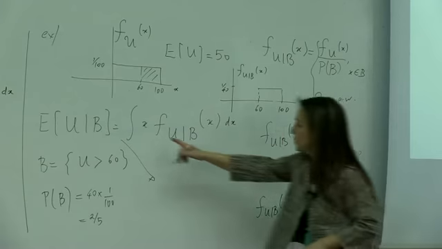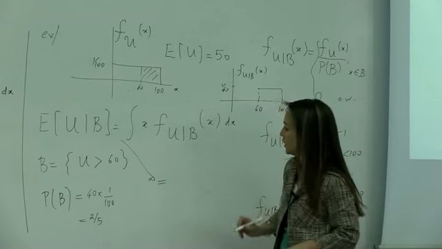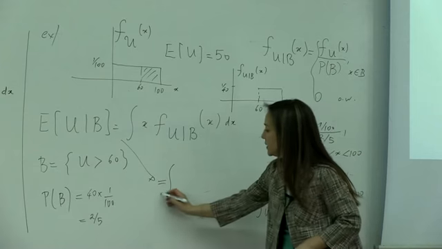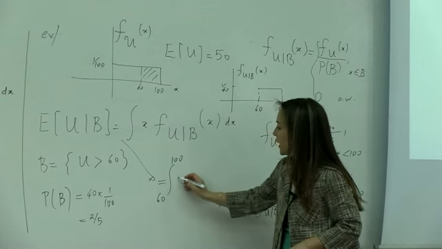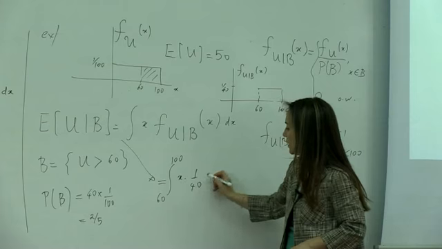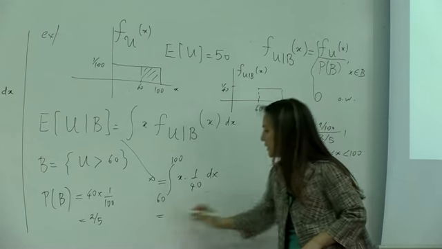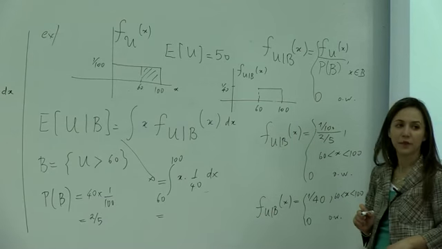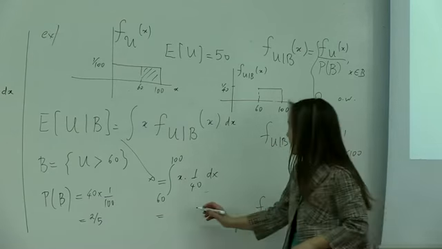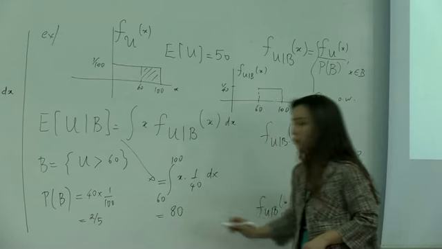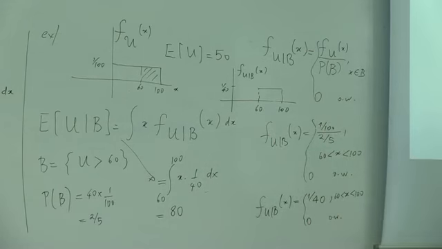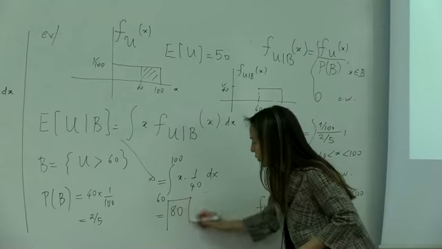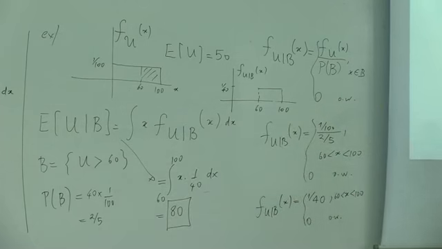Okay, so let's finish doing this integral. This integral is equal to the integral from 60 to 100 of x times 1 over 40 dx, and it comes out to be 80. Right? Because it's the midpoint of the interval between 60 and 100. So this is the answer to our example. Any questions?